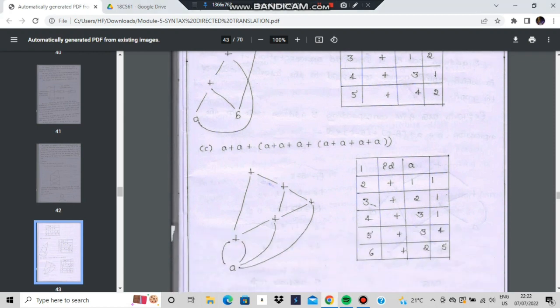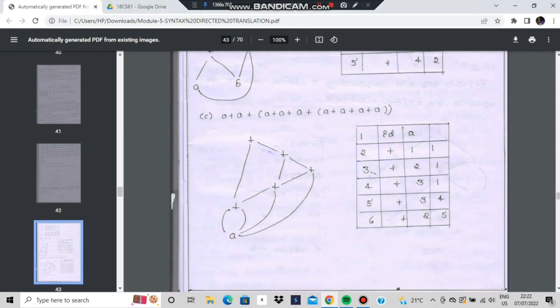Moving on, we have this one. Here also we will be doing the same thing. A is there, right? So the ID will be written as A. Only A is the unique terminal, only one ID will be there, A. And here we have another A. So what's happening? 1 plus 1, so 1 plus 1 is getting stored in 2.